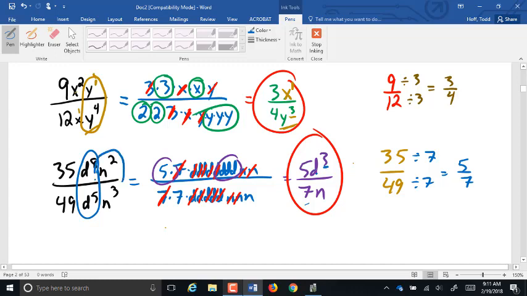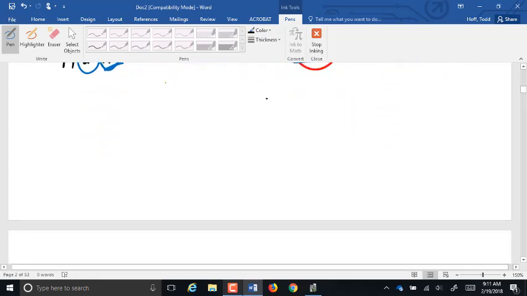How about N? Is that going to end up on top or bottom? Bottom. Bigger power is on bottom. 3 is bigger than 2. The difference is 1. So we get N to the 1 or just N on bottom. So we can use that shortcut to reduce these fractions.